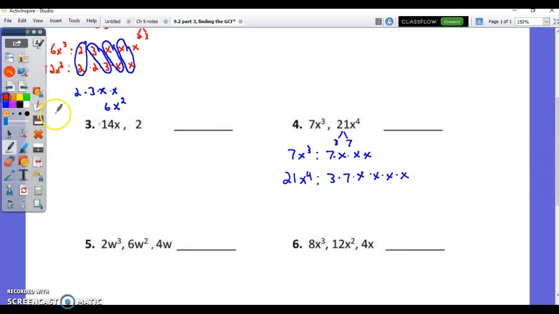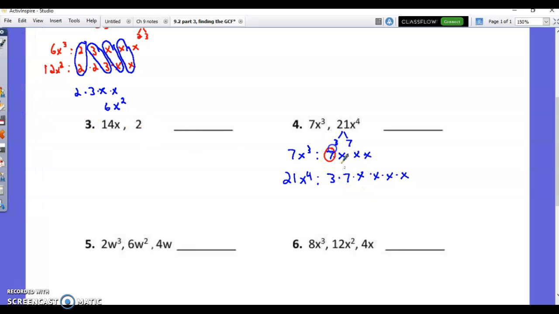All right, so what is in common in both of them? I have a 7, so I can bring that down. I have an x, another x, and another x. So 3 x's. So we can rewrite that as 7x to the third power.